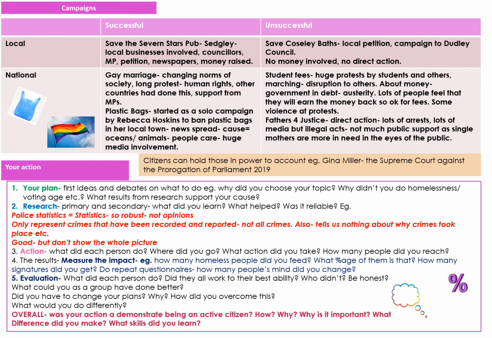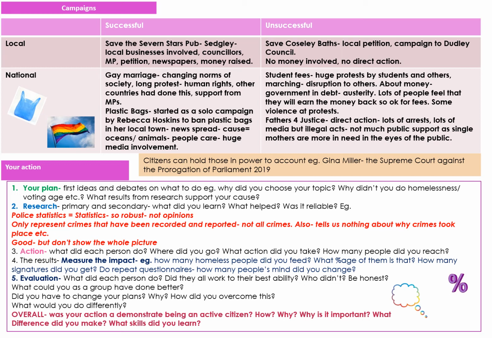Then you move on to your research. So what did you actually find out? Your research is really important. You need to know what research you've got. You need to know where it was from and how it was reliable. And also, how did it help to make your aims?